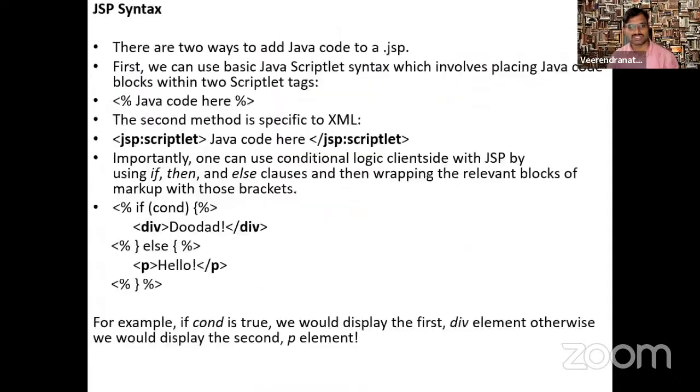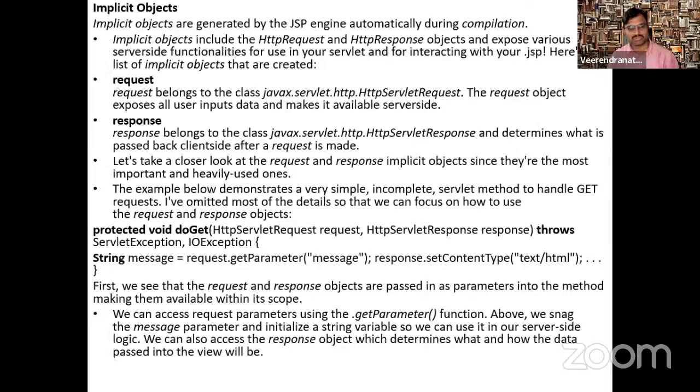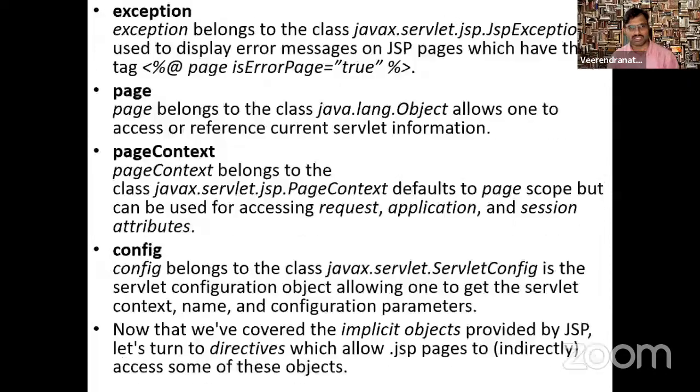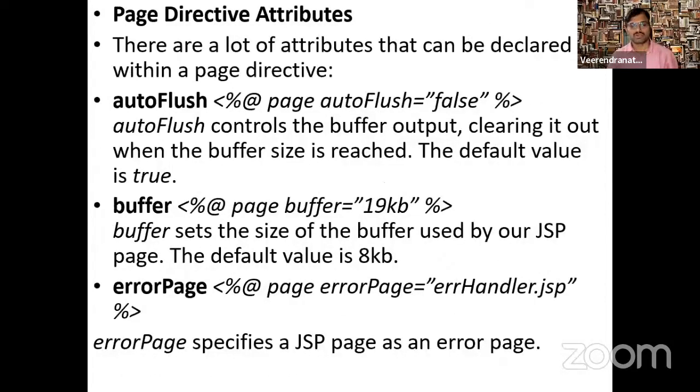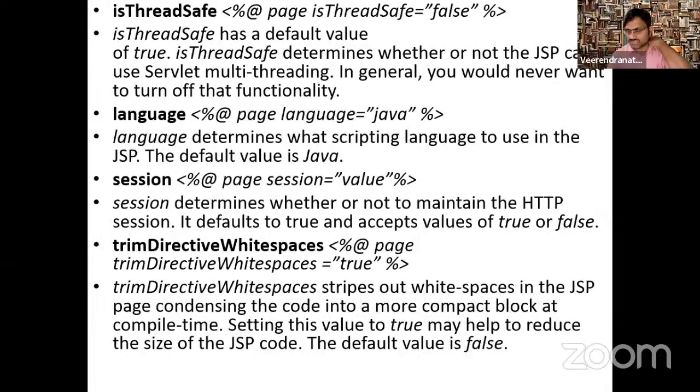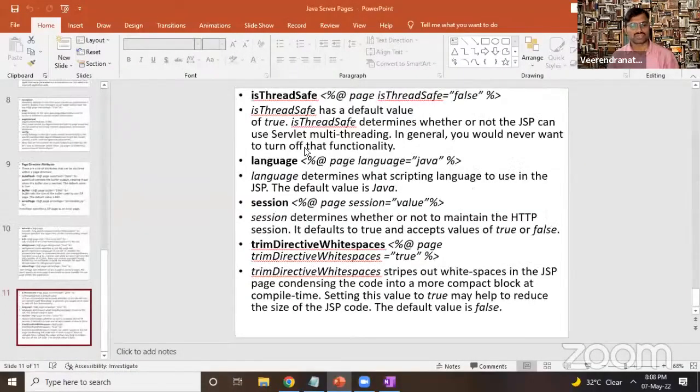This is the syntax where we write the code. We are going to use some implicit objects like request, response, out, session, and application. Then we are going to use some attributes like exception, pageContext, config, autoFlush, buffer, extends, info, isELIgnored, and errorPage. We are also going to use more attributes like isThreadSafe, language, and session. All these give us the idea on the JSP.